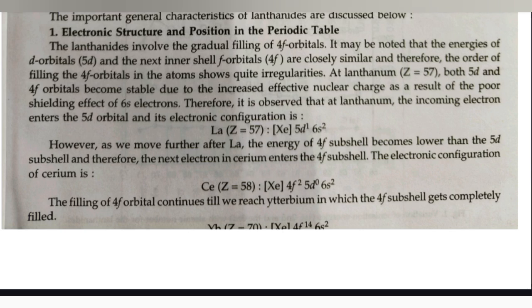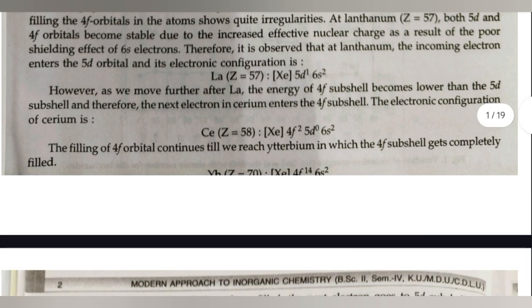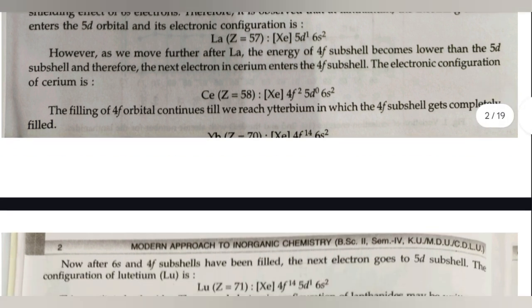At lanthanum, both 5d and 4f orbitals become stable due to the increased effective nuclear charge as a result of the poor shielding effect of the 6s electron. Therefore, it is observed that at lanthanum, the incoming electron enters the 5d orbital and its electronic configuration is 5d1 6s2. However, as we move further after lanthanum, the energy of the 4f subshell becomes lower than the 5d subshell and therefore the next electron in cerium enters the 4f subshell.